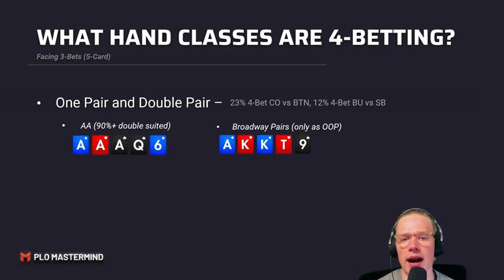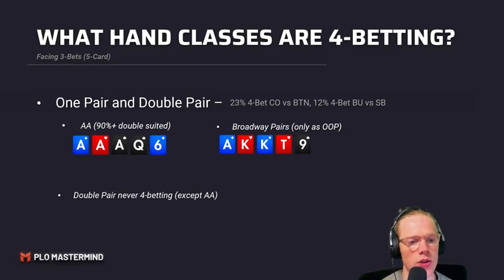If we are on the tighter end of our range pre-flop, so we're from early position, these hands aren't going to 4-bet at all either. Also, in terms of our double pair hands, we're also never 4-betting them unless we have Ace-Ace.